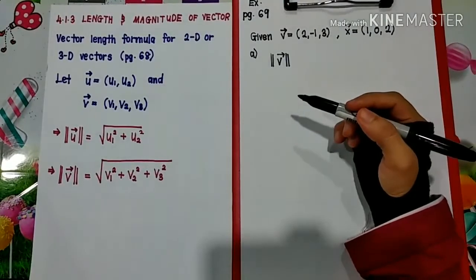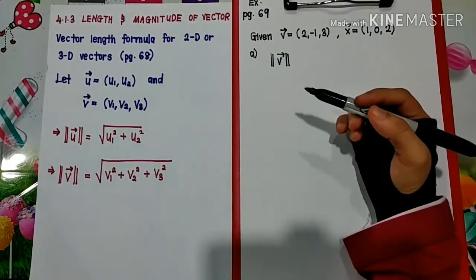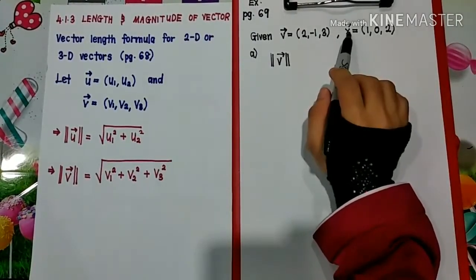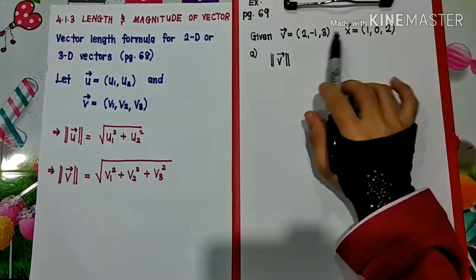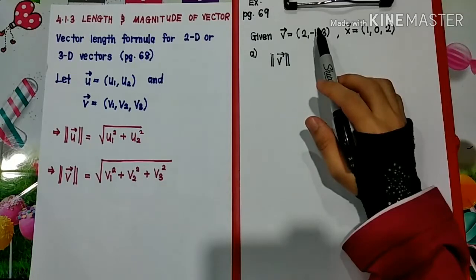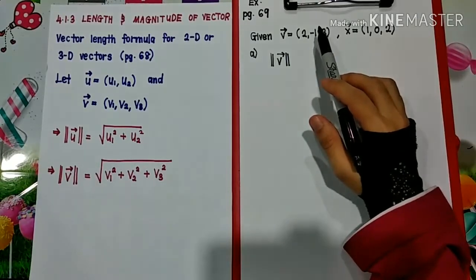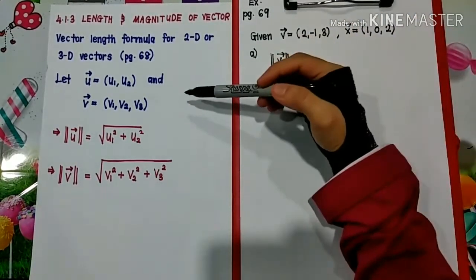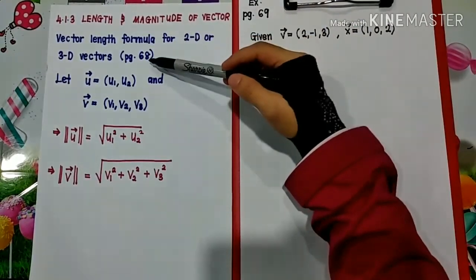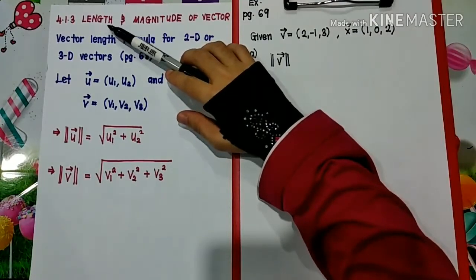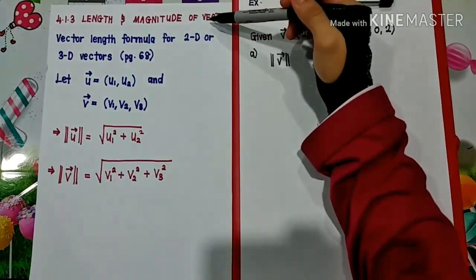Next, we try to solve the example on page number 69. You are given two vectors v and x, vectors in R3. Part A: find the magnitude of v. To find the magnitude of v, please refer to your textbook, page number 68, about the length and magnitude of a vector.